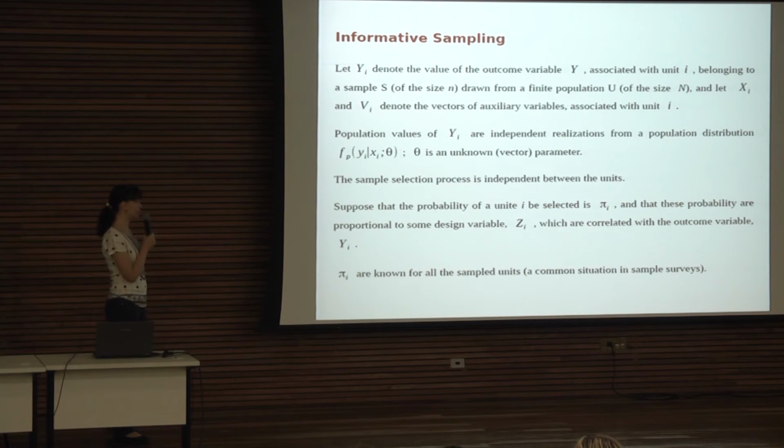We also assume that the sample selection process is independent between the units, and we suppose that the probability of a unit i to be selected is pi_i, and these probabilities are proportional to the values of some design variable z_i, which are correlated with the outcome variable y_i. We assume, as I already mentioned, that pi_i are known for all sampled units, which is a common situation in sample surveys.